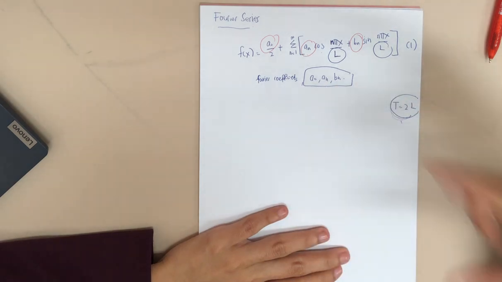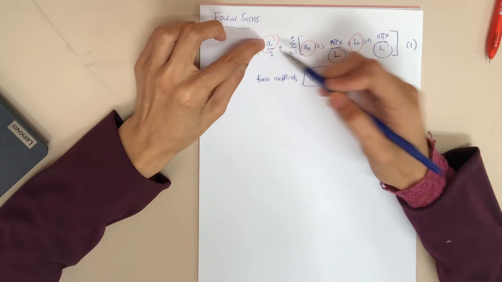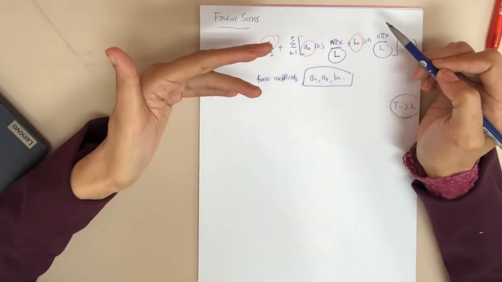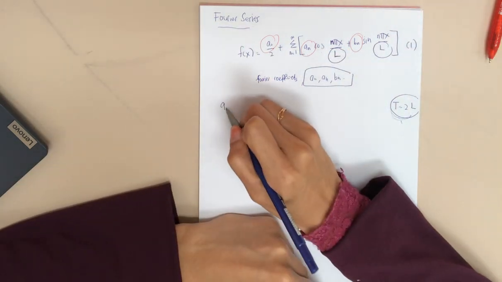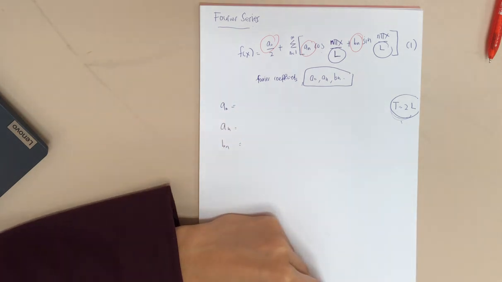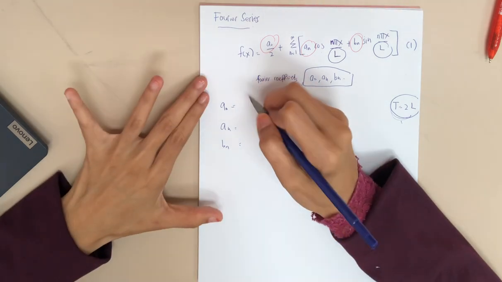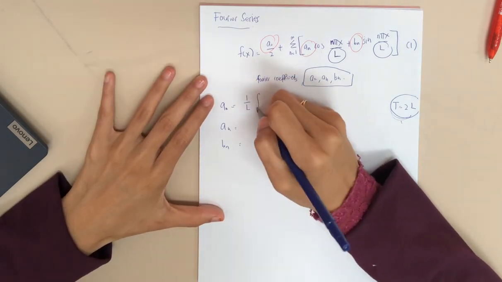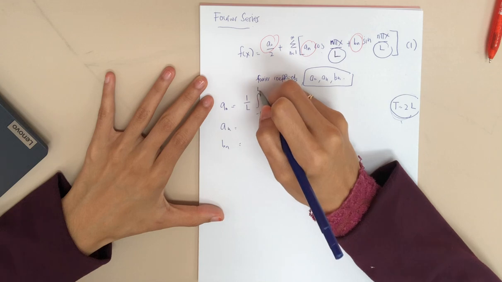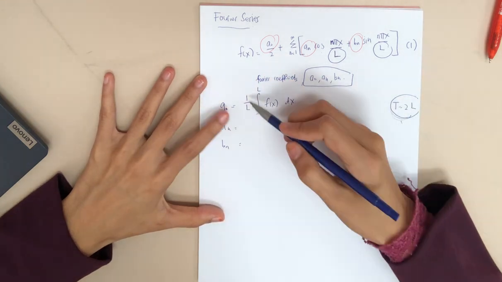So what's the equation? Because you need to substitute a0, an, and bn, but how to find a0, an, and bn? So they have a formula to calculate these three coefficients. a0 is equal to 1 over L, integral from negative L to L of f(x) dx. Okay, so 1 over L.